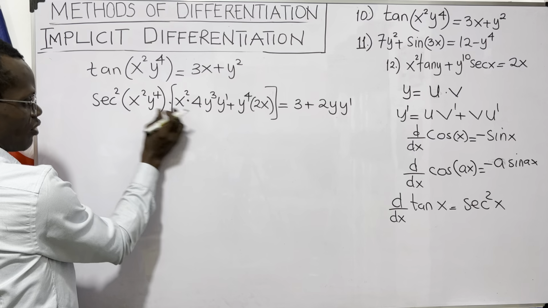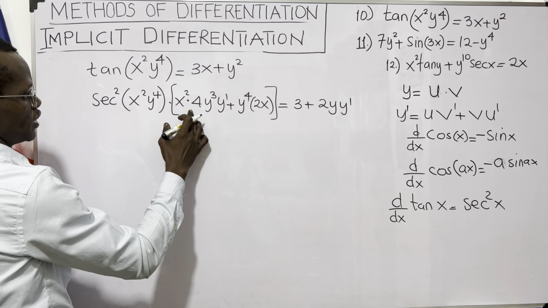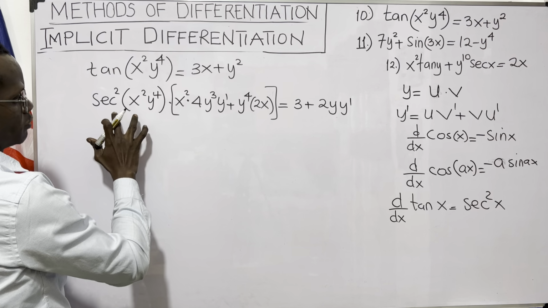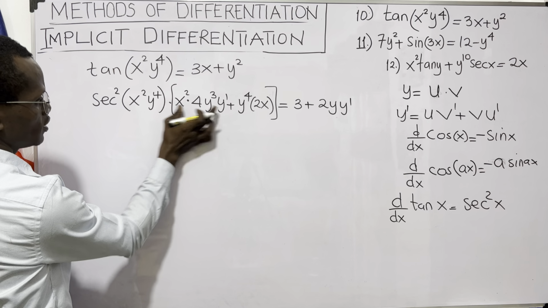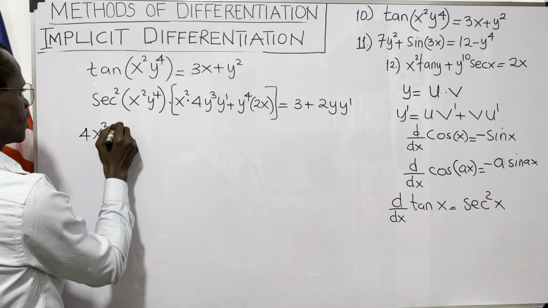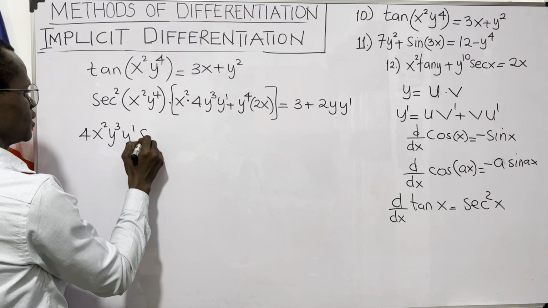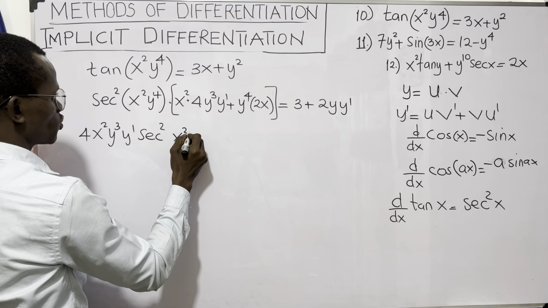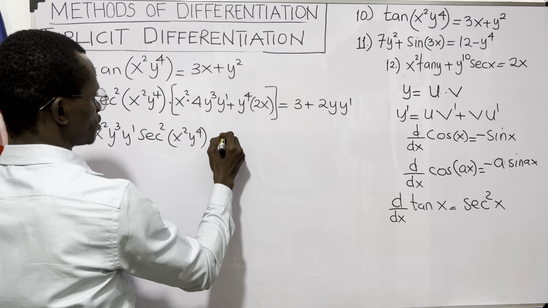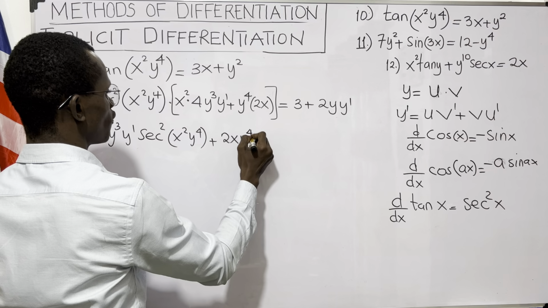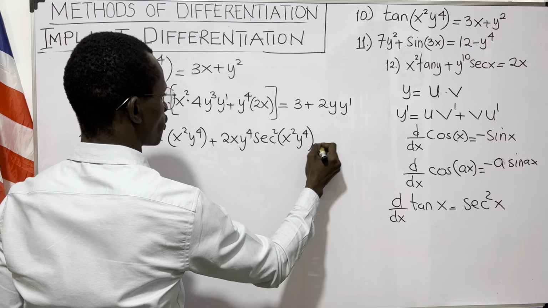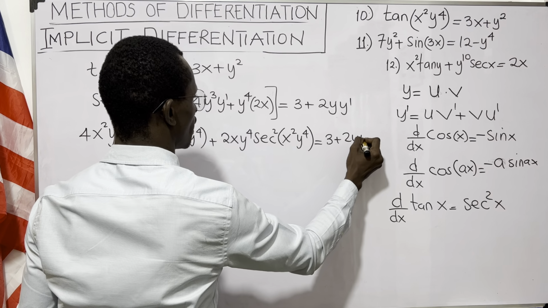So we can further simplify. Remember, you are now multiplying this angle by this expression. So we can simplify now. Every term in here, we can multiply it by this expression. So we have the first one, this times this, which is x squared. The 4 is outside, x squared y cubed y prime secant squared x squared y to the fourth, and then plus this times this, so it's 2x y to the fourth secant squared x squared y to the fourth, all equals 3 plus 2y y prime.